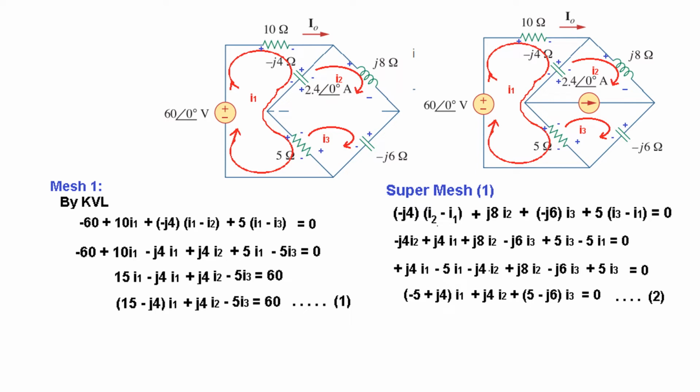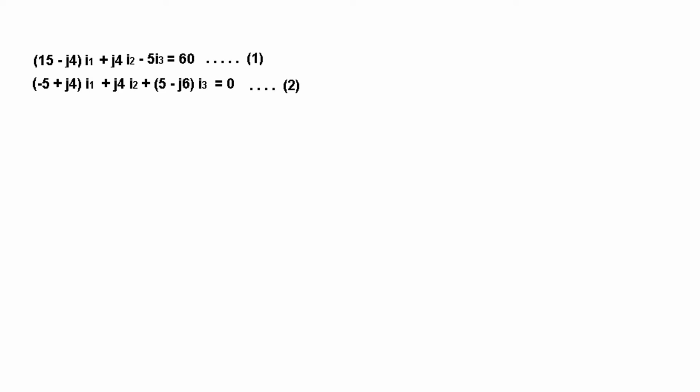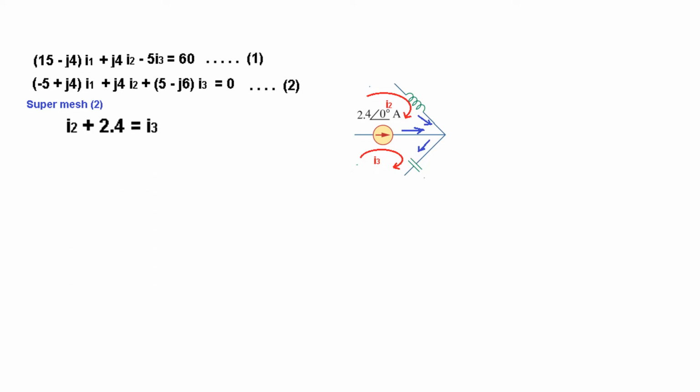Now, as I mentioned, we had two equations and we need one more equation because there are three variables. So the third equation we'll get from the super mesh again at this node. I am just calling it super mesh, sorry, not super node. At this point you can see that current I2 is entering, current 2.4 ampere is entering, and I3 is leaving, and therefore we can write that I2 plus 2.4 is equal to I3.